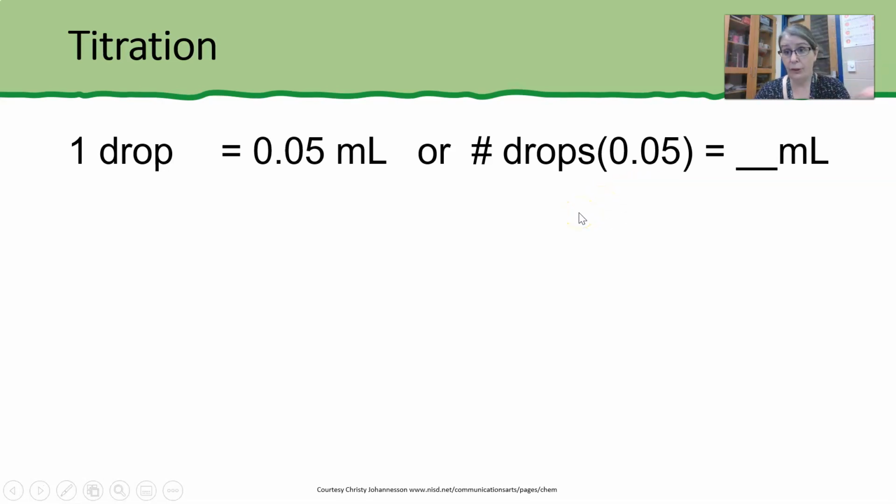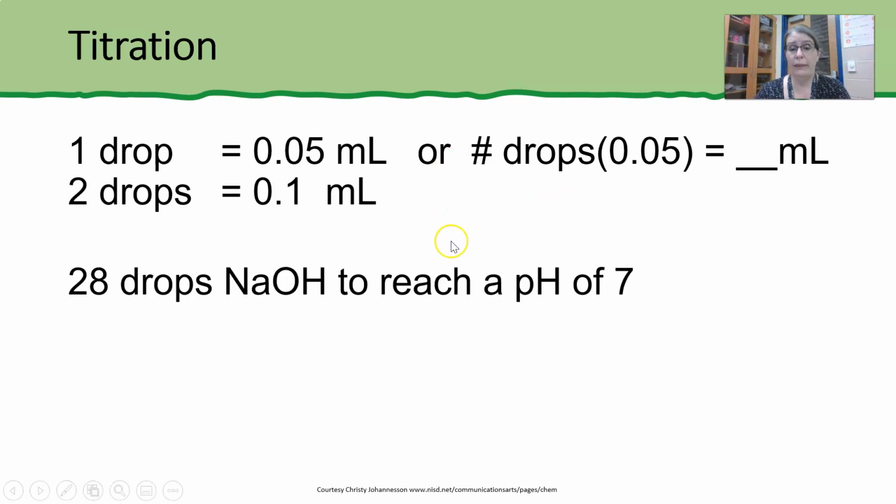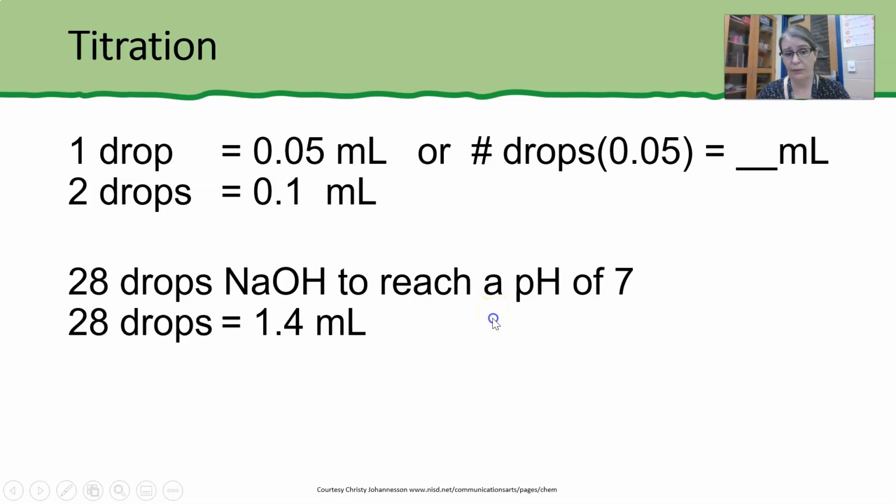So you have 2 individual numbers of drops, and you need to convert those into milliliters. I am going to use an example number to do that. My example number I'm going to pick is 28 drops. Let's say at 28 drops, I have a pH change, and so I go through a pH of 7. So if I want to get 28 drops into milliliters, I take 28 and I multiply it by 0.05, which gives me 1.4 milliliters.